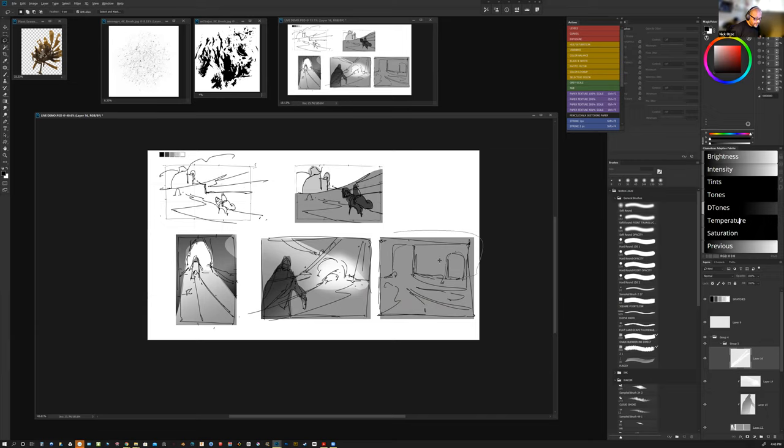I love how quick you're doing everything, not focusing at all on the details, just getting the action across and the intention of each frame, just capturing very, very quick actions that tell us the bigger story.